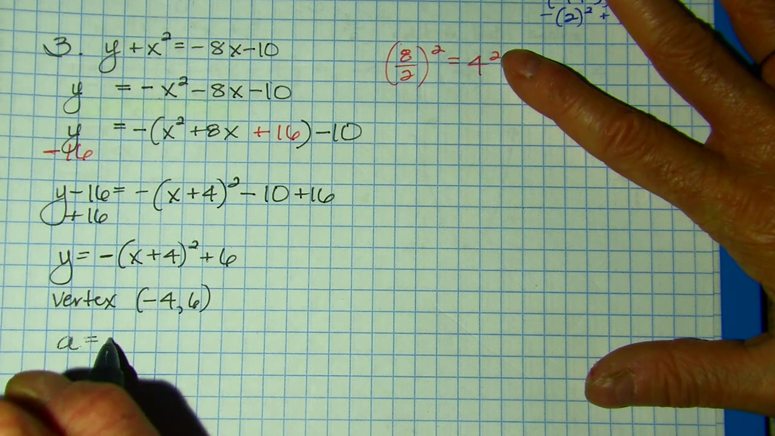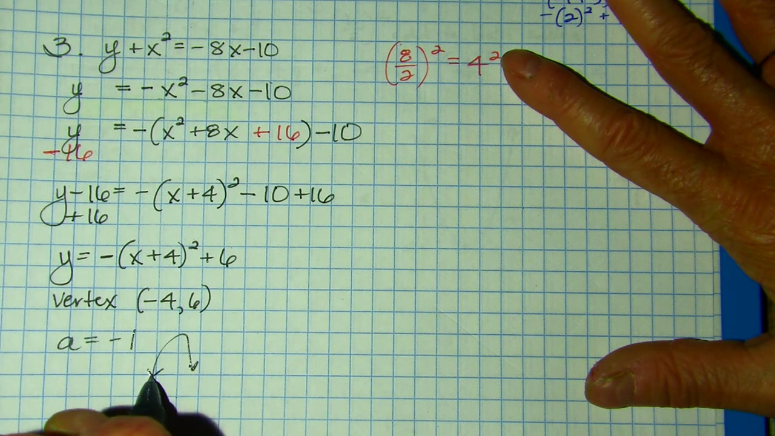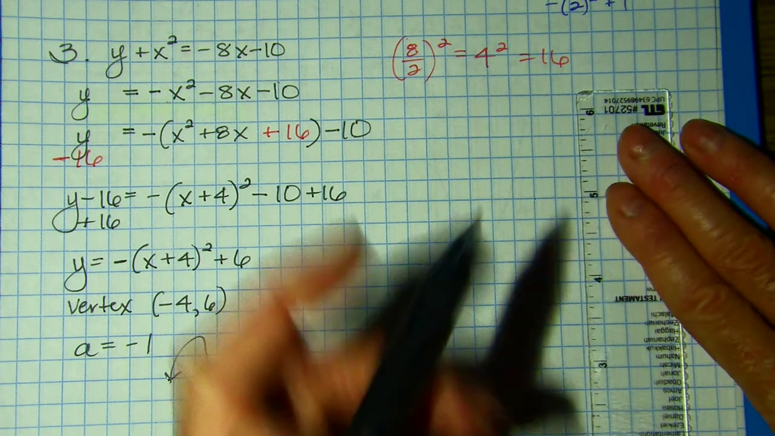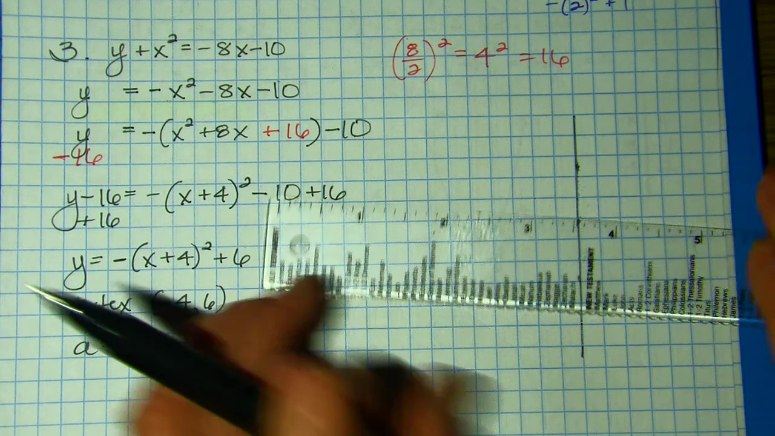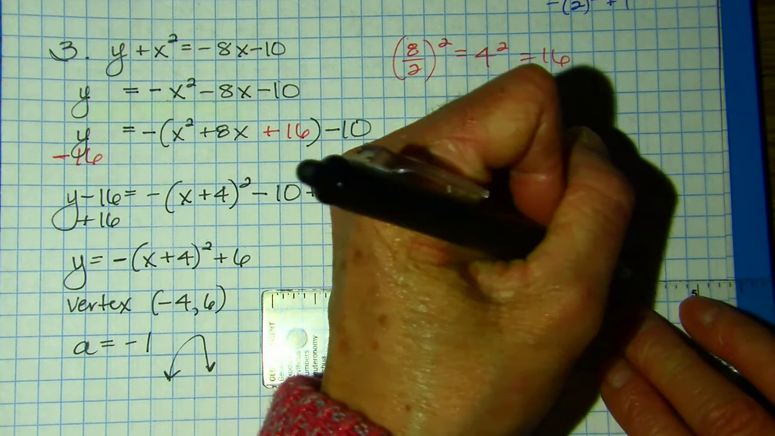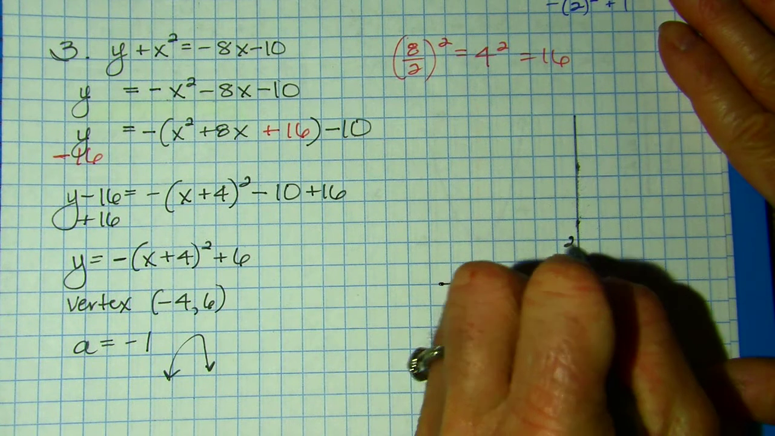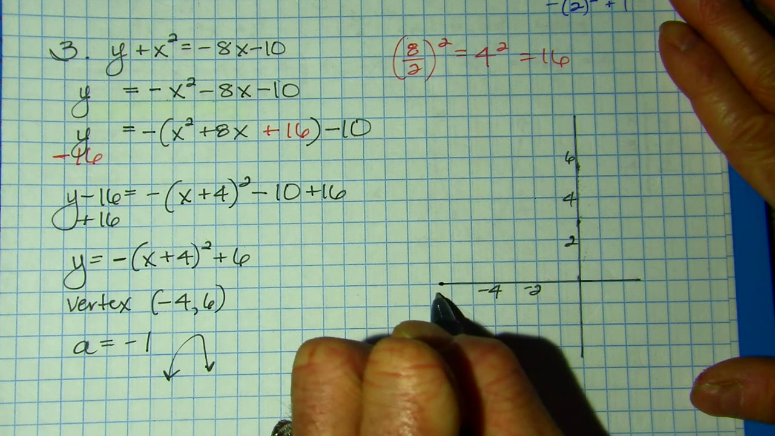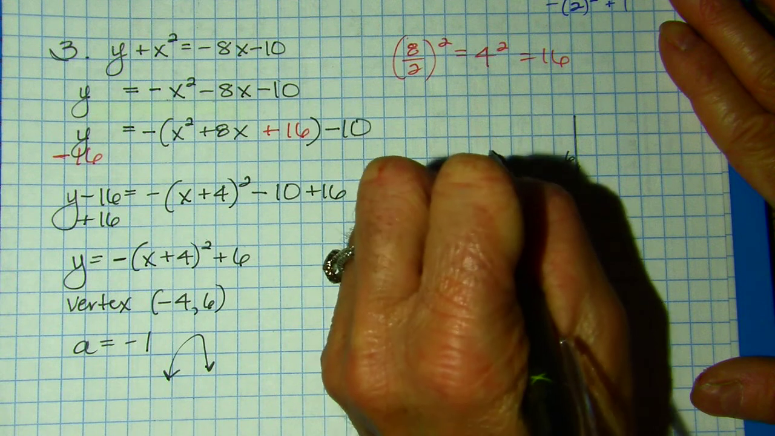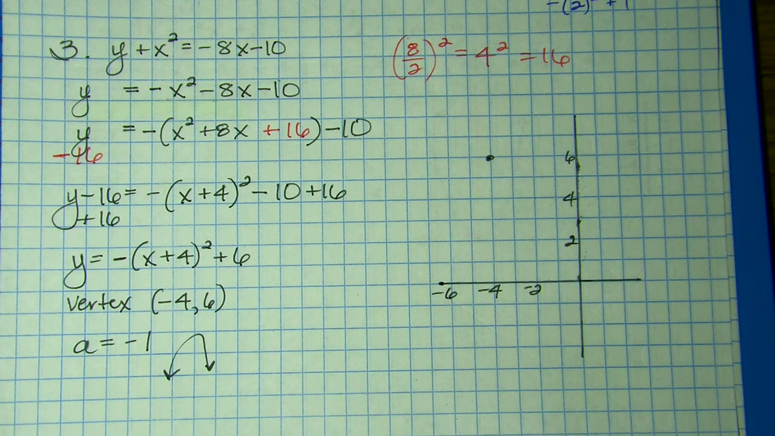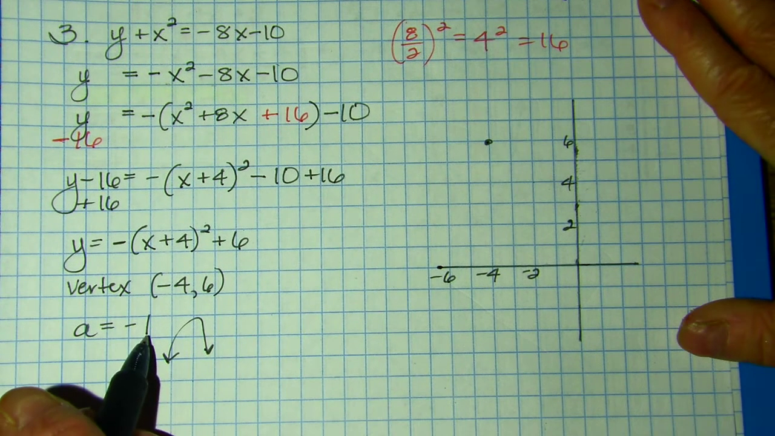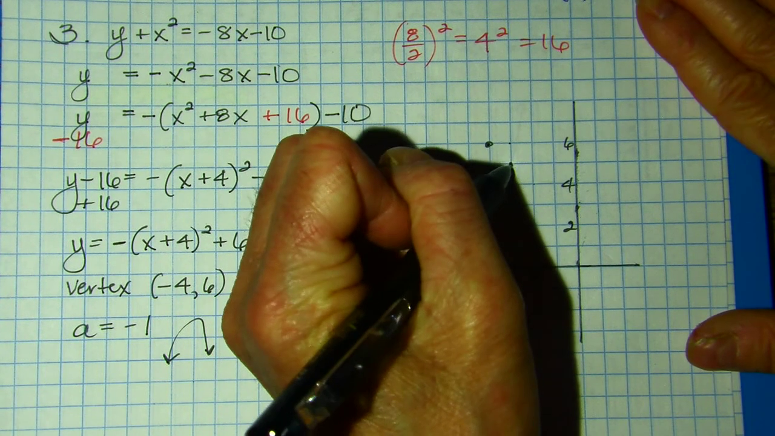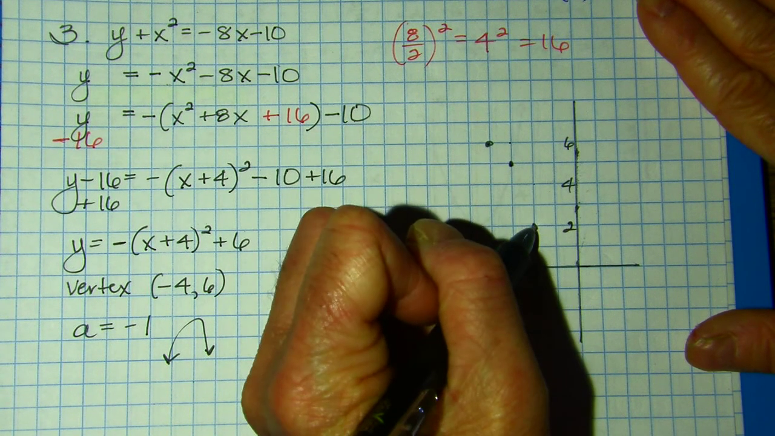And a is a negative 1, so again my graph will point down. So this graph will be a little bit higher up on our y-axis. So 2, 4, 6, negative 2, negative 4, negative 6. So negative 4, 6. Now a is still 1, so I can use my method. If I go over 1, I'm down 1, over 2, down 4.